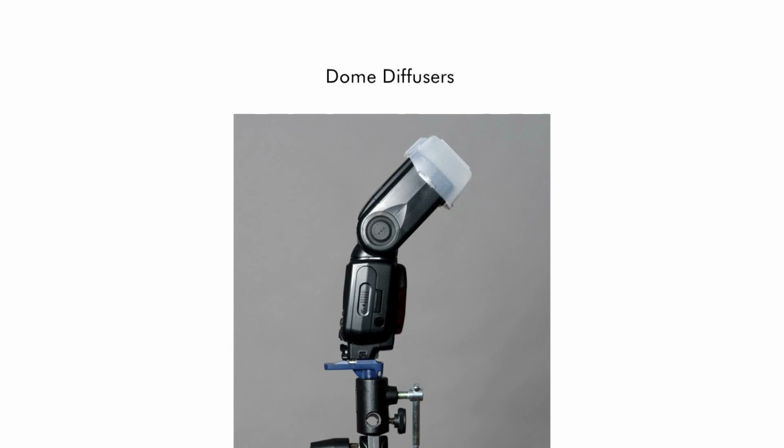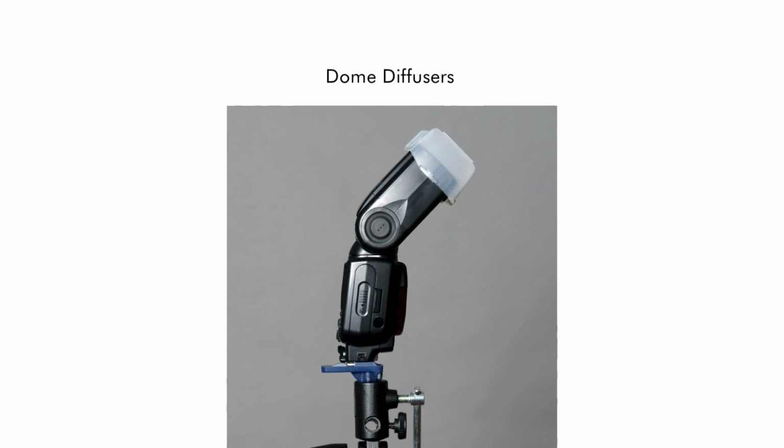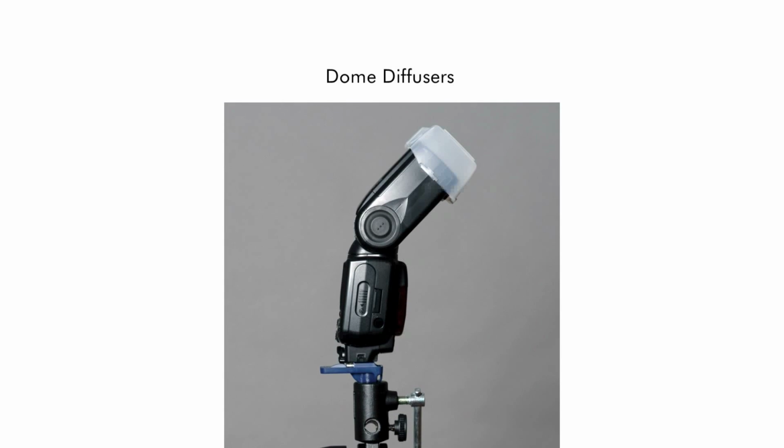The SB910, SB900, and SB700 come with rectangular plastic dome diffusers that attach directly to the flash head. You can tilt the flash head to a 45-degree angle when using a diffusion dome to bounce the flash off the ceiling and walls while still directing some light forward. You can see the effect of using a Nikon dome diffuser here. While it softens shadows, the light is fairly flat and non-directional.